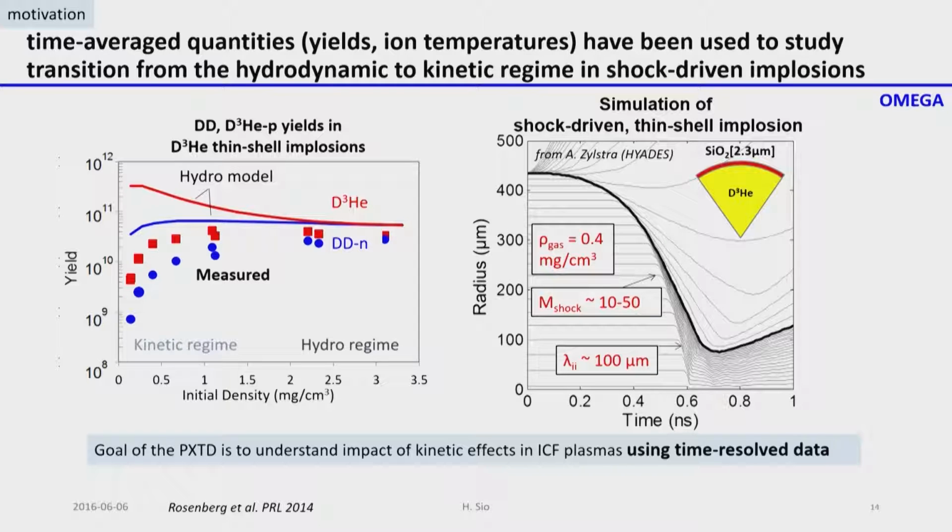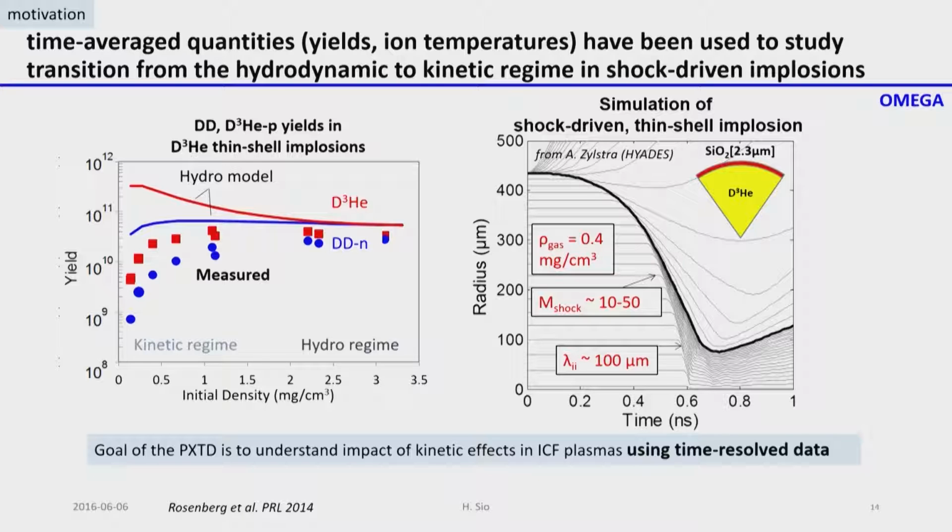And so using this exploding pusher platform, time-averaged quantities, by which I mean yields and ion temperature, have been used to look at the implosions as they transition from a more kinetic-like to a more hydrodynamic regime. So here is one example of a study where the initial gas fill of the target is varied, and you're looking at the measured nuclear yields. At very high density gas fill, where you're in a much more hydrodynamic regime and the ion-ion mean free path is much shorter, you see that there's pretty good agreement between simulated yields and measured yields.